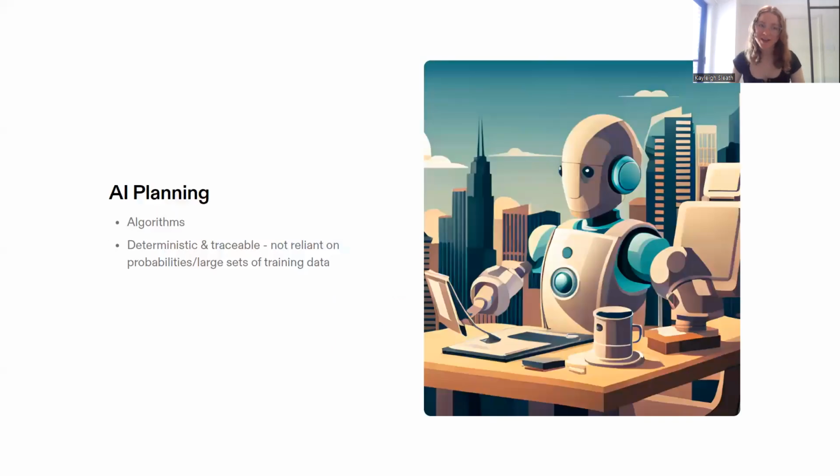So a bit of background, AI planning is an area of AI concerned with using algorithms to generate sequences of actions which will transform some given initial state into a desired goal state. Unlike more commonly used forms of AI like machine learning or large language models, AI planning is not reliant on probabilities or large sets of training data, which makes it particularly suitable for applications which require a more deterministic and traceable form of AI. One of my favorite explanations that I've heard for why AI planning is helpful is that you wouldn't want ChatGPT flying your plane.